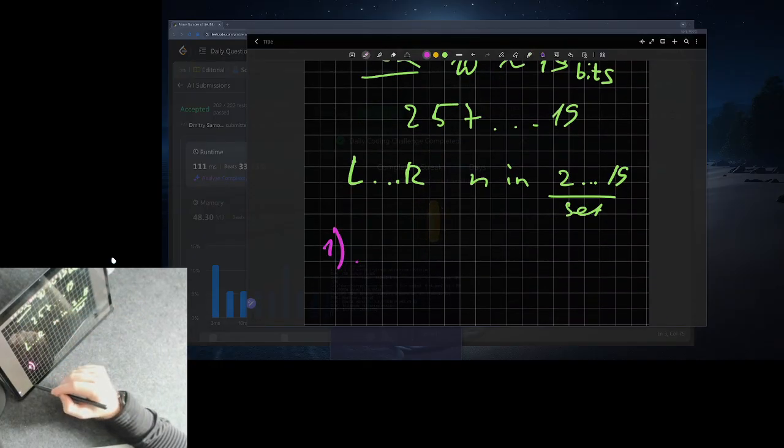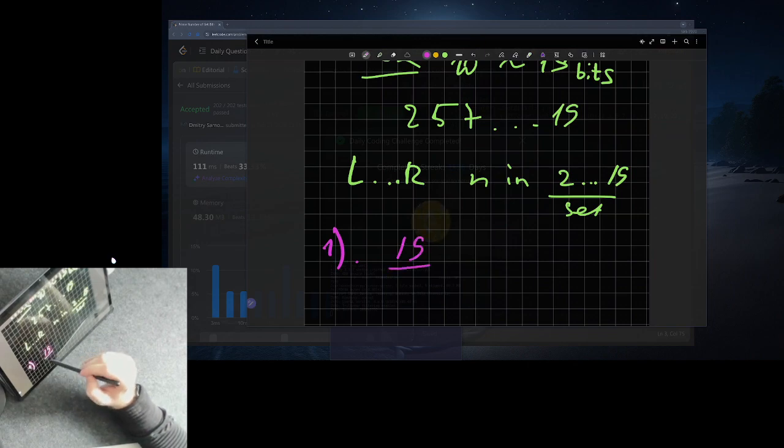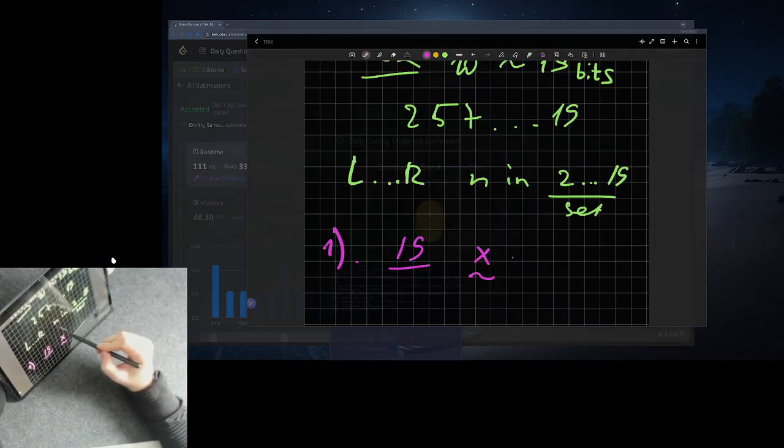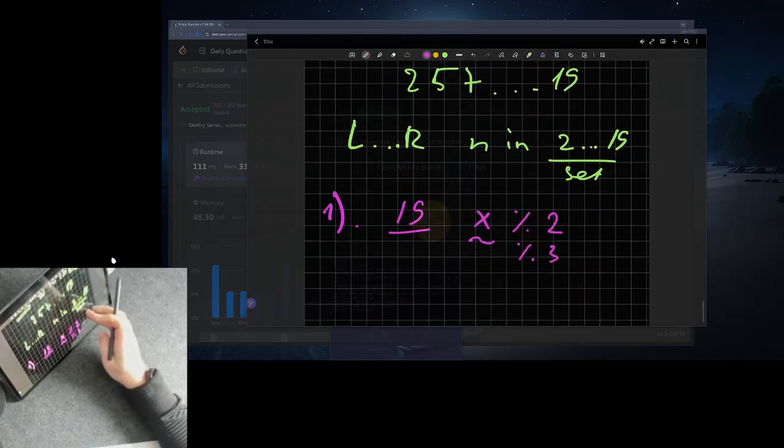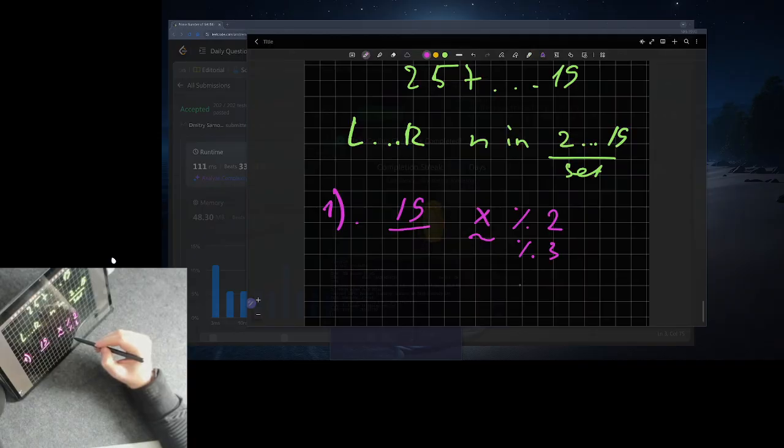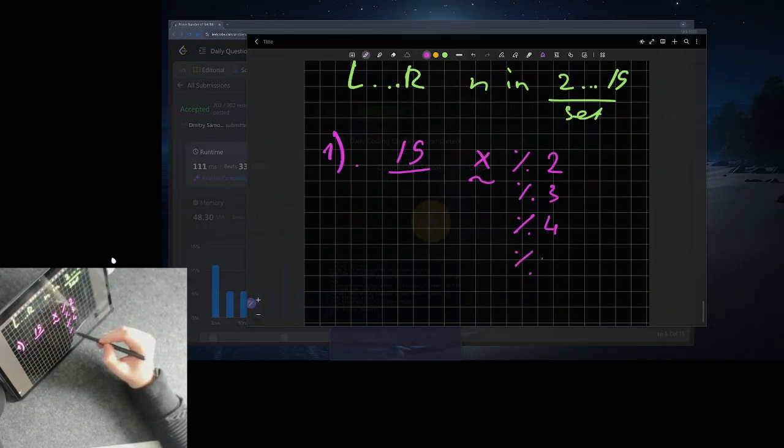The first shortcut is, for example, 19 is the biggest prime number we need, so we can check whether the number of bits is divisible by 2 or by 3, and for example, if we divide by 4, by 5, and so on.